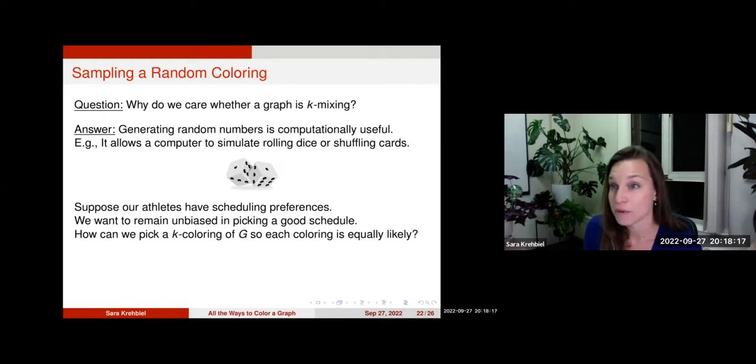Now maybe the person in charge of scheduling is really nervous about being told that they're coming up with an unfair schedule that's prioritizing some people's preferences over others. If that person wants to remain unbiased, they're going to want some way of picking a proper k-coloring of a graph so that each coloring is equally likely. That would be a certificate of them saying, I was just rolling the dice and picking a random coloring that worked. I wasn't taking anybody's preferences into consideration. We were only obeying the strict constraints.